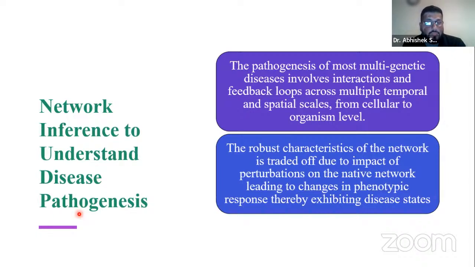So systems biology is used to decipher the multiscalar pathogenesis. The pathogenesis of most multigenetic diseases involves interactions and feedback loops across multiple temporal and spatial scales, from cellular to organism level.